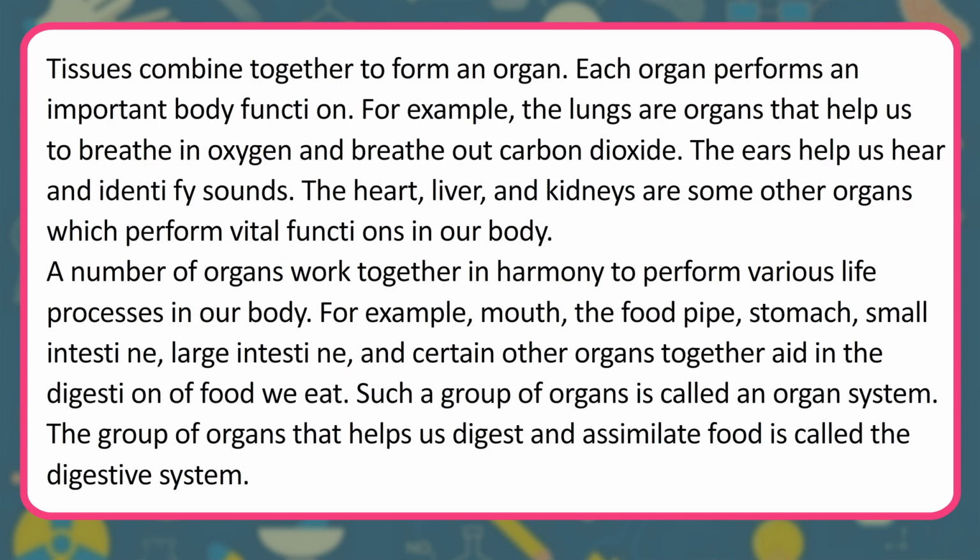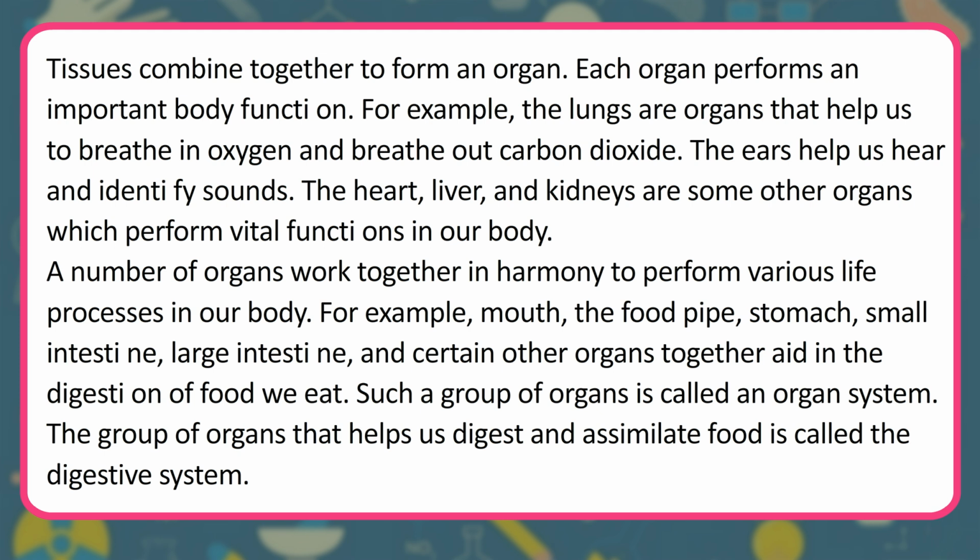Tissues combine together to form an organ. Each organ performs an important body function. For example, the lungs are organs that help us to breathe in oxygen and breathe out carbon dioxide. The ears help us hear and identify sounds. The heart, liver, and kidneys are some other organs which perform vital functions in our body.